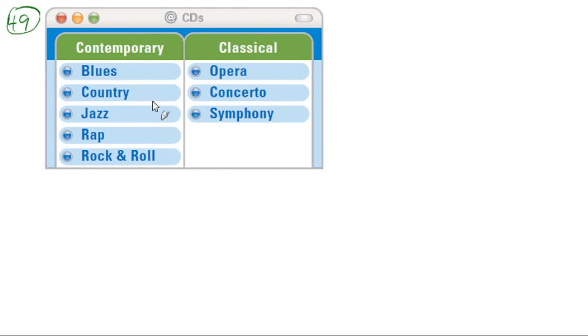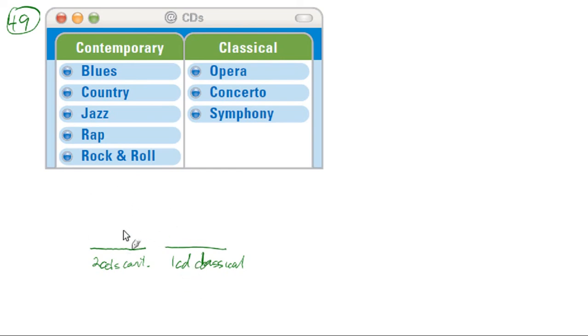Alright, so we want 2 things to come from here and 1 to come from here. Okay? So, however many ways there are to get 2 CDs contemporary, and then however many ways there are to get 1 CD classical, however many ways there are for this to happen times however many ways there are for this to happen. Right? It's just the fundamental counting principle. That's what we're going to do. We're going to multiply those 2 things together.